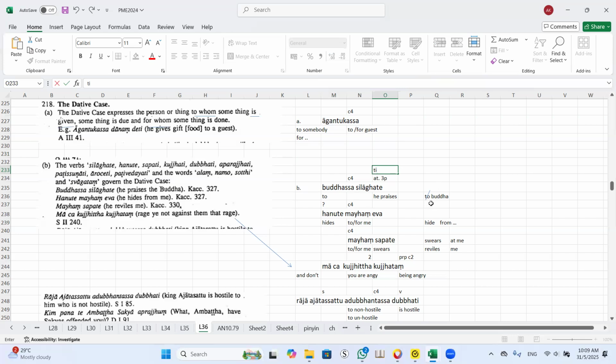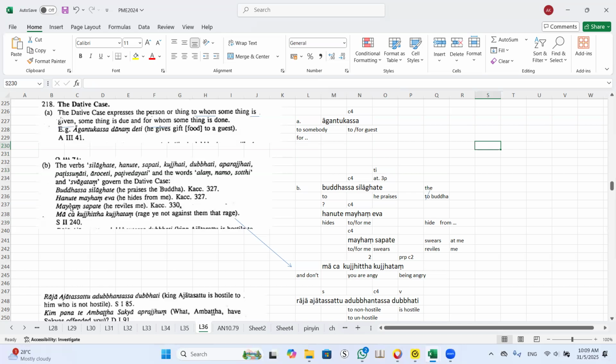So for the dative case, the to does not have to be mentioned in English because that is the way English is translated. So this is the one, that means you know there is a to, but when it comes to English, he praises to the Buddha, then say he praised the Buddha. So what you do is you just say he praised the Buddha. That is how you do your translation.